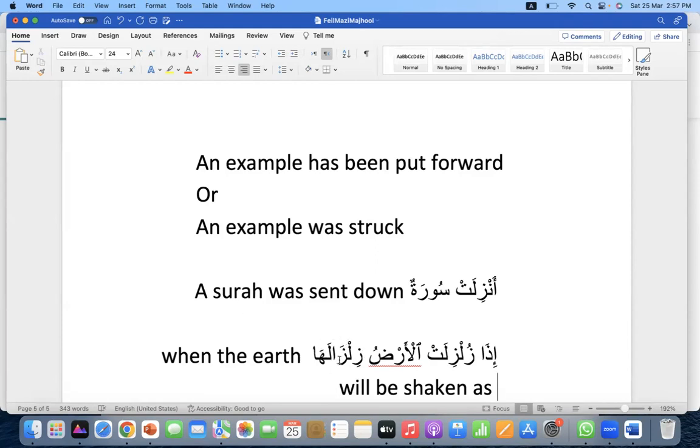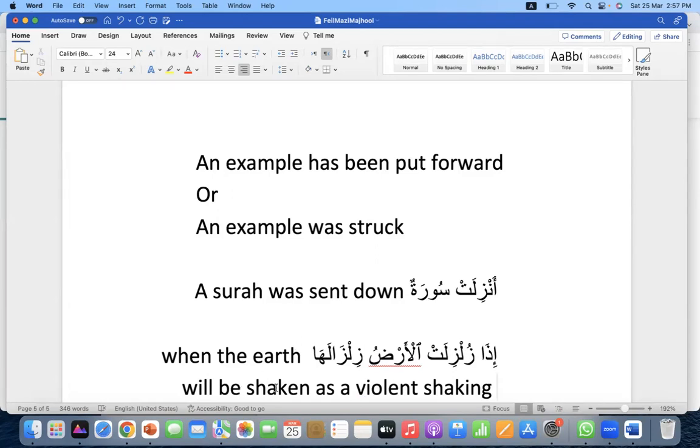So again, zilzala is a violent shaking, a great, terrible shaking. So it will be a huge shaking. When the earth will be shaken, here, if you see, this was fail mazi, but I have translated it as the future tense.